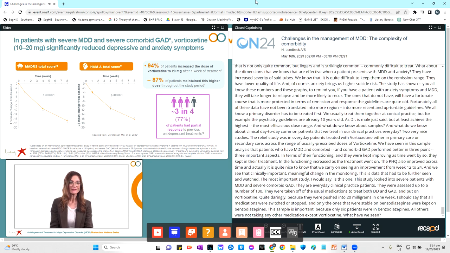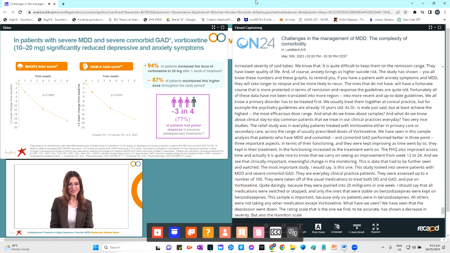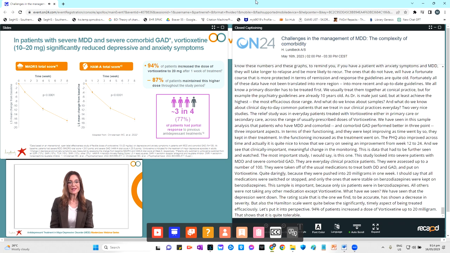And what have we seen? Well, we've seen that the depression went down. The Montgomery-Asberg rating scale, the one we find most helpful in clinical practice to be accurate, has shown a decrease in the severity of depression, and the Hamilton anxiety scale also went significantly down, showing the patients with GAD were treated efficaciously. So let's put it into perspective. 94% of patients increased the dose of vortioxetine up to 20 milligrams. That shows it's quite tolerable, and tolerability is quite important in these patients. And 87% of those patients, 87 in 100, maintained this higher dose throughout the study period.